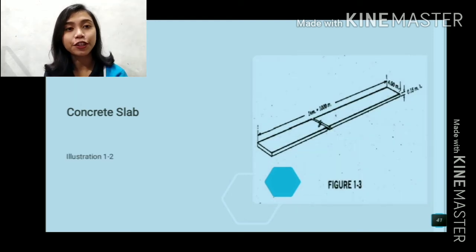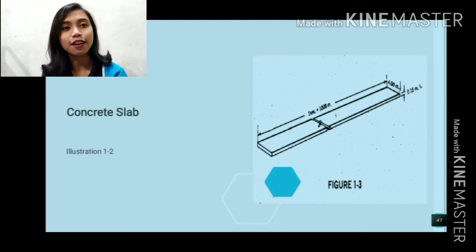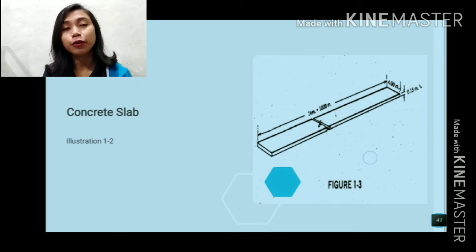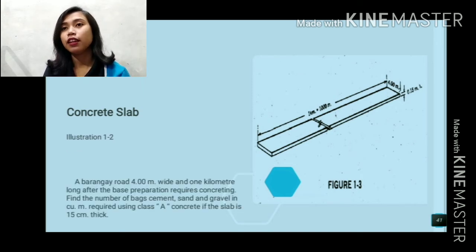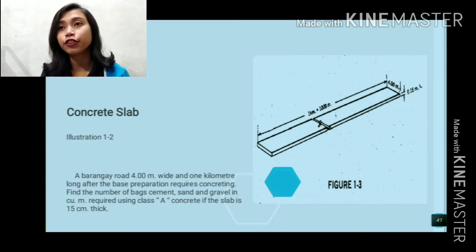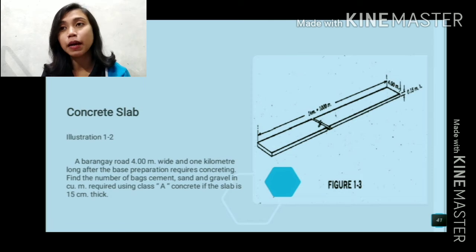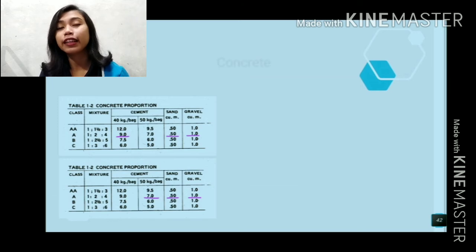So let's have another example for concrete slab. So in illustration 1-2, a barangay road 4 meters wide and 1 kilometer long after the base preparation requires concrete slab. Find the number of bags of cement, and the sand and gravel in cubic meters required using Class A concrete if the slab is 15 centimeters thick.